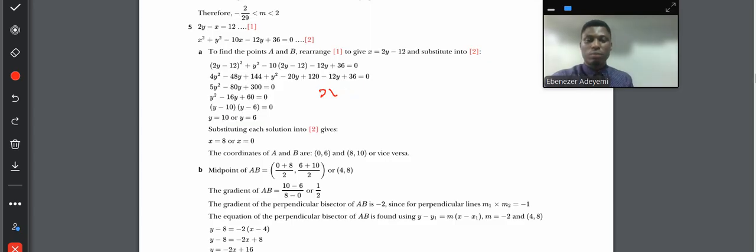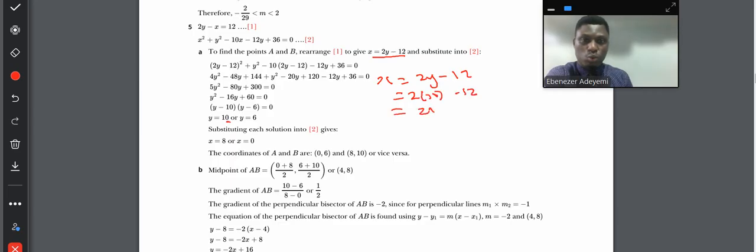So my y is 10 or y is 6. I substitute this in this equation: x is equal to 2y minus 12. So when y is 10, I will have 2 brackets 10 minus 12, which will give me 20 minus 12, which is 8. That's where I have x to be 8.